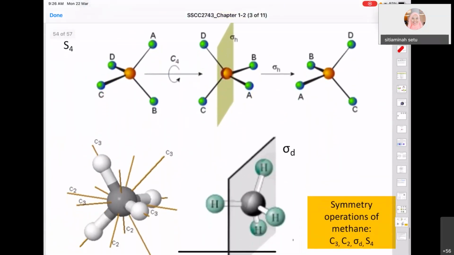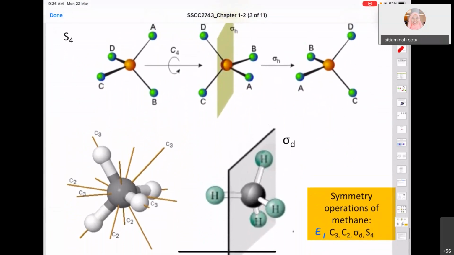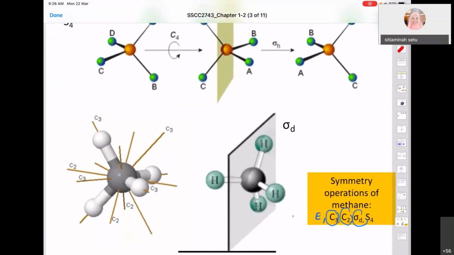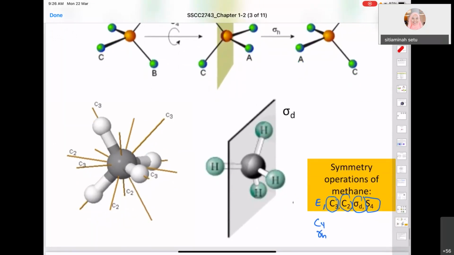Kalau kita listkan dia punya symmetry operation, methane dia cuma ada identity of course. Kemudian dia ada C3, dia tak ada C4. Dia ada C2, dan dia ada sigma D, dihydrogen. Dia tak ada pun C4 ataupun sigma H. Tapi dia ada symmetry operation, the improper rotation. So itulah maksud dia.